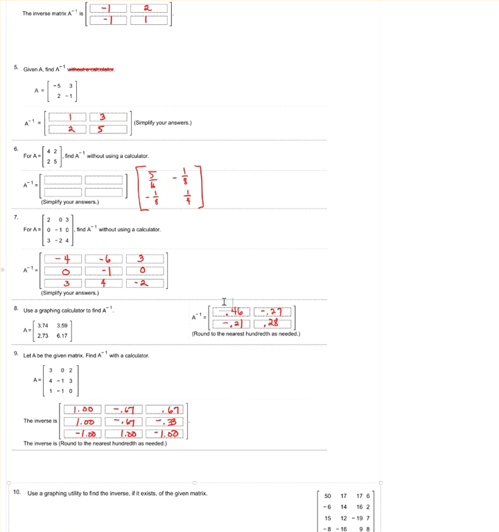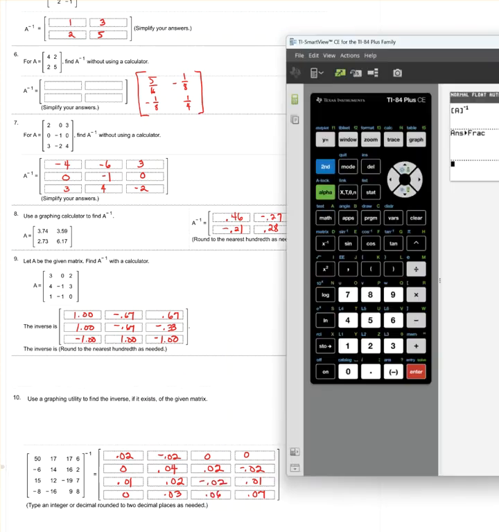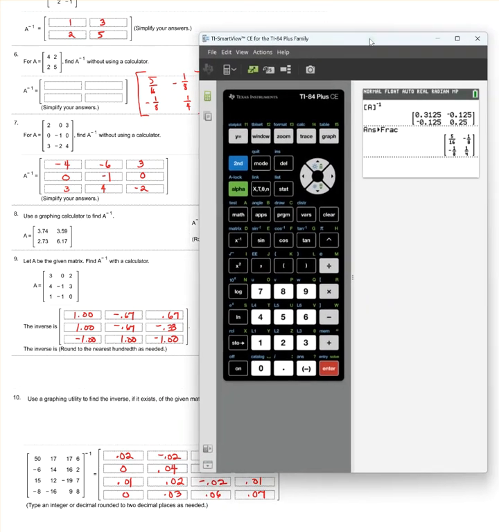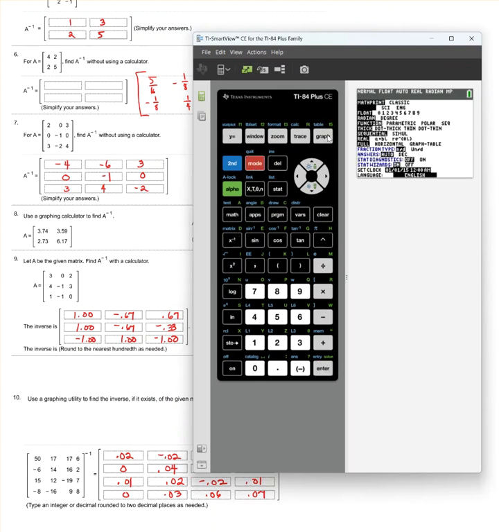Now, for 8 and 9 and 10, it wants 2 decimal places. So I want to show you something that will help you. In your calculator, you can go to mode, and up here, go to float. And if you want 2 decimal places, you go sit on 2 and hit enter. So now everything you put in, it's going to round to 2 places, but that way you don't have to do any rounding. You'll just get the answer. So I'm going to do this one with you and show you how nice that is.